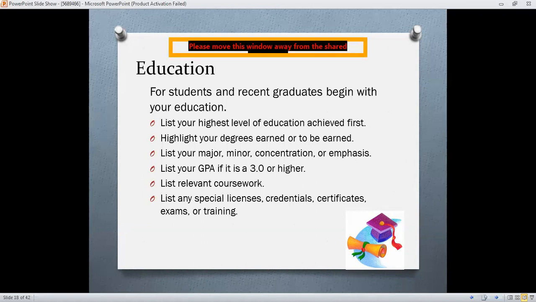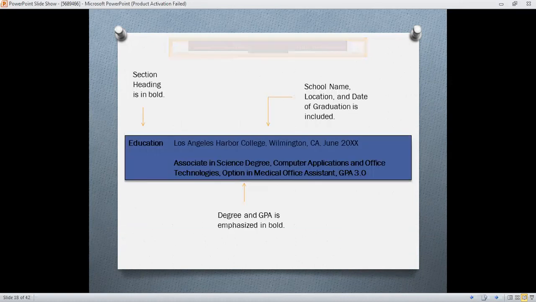Okay. List relevant coursework. Okay. List any additional course or certification course you have learned. List any special license, credential, certificate, exam, or training you have completed.